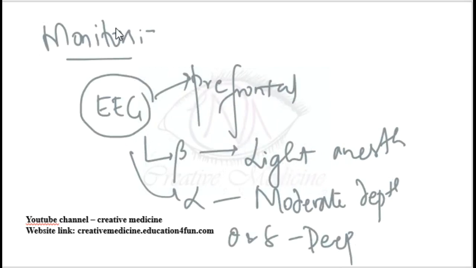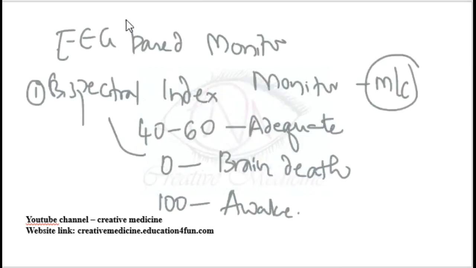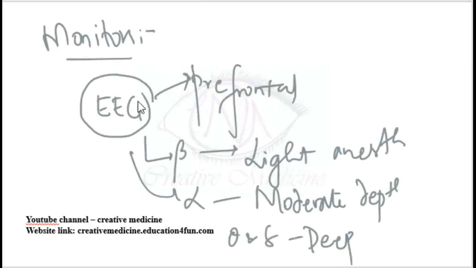The monitors which are used are of two types. One, EEG. Second, EEG based monitors. Prefrontal EEG is most commonly performed. If EEG waves show beta waves, then light anesthesia is seen. If EEG waves are alpha waves, then moderate anesthesia is seen. If EEG waves are delta and theta waves, then deep anesthesia is seen.